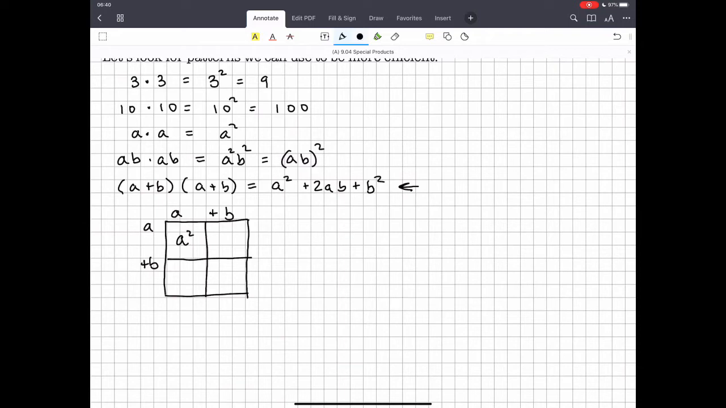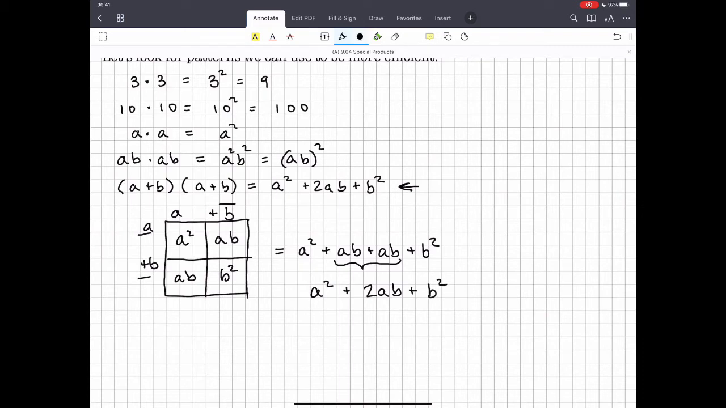So let's start with the a times a. There's the a squared, so I can put equals a squared here. Then we've got a times b, that's ab. I go down to the bottom row now, and I've got b times a. Well, that's also ab. And then I've got b times b, which is b squared. So we can see here, I end up adding 2 ab's in the middle. And when I simplify that out, that's where I get a squared plus 2 times ab plus b squared.